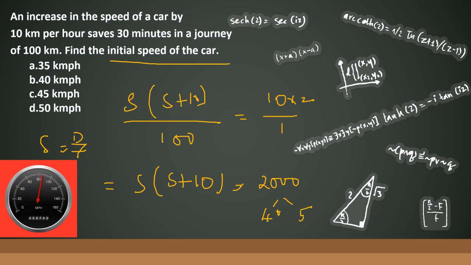So 40 is my regular speed, 50 is my S plus 10. So the initial speed of the car is 40, which is 40 kilometers per hour, and that is my answer. So moving to the next question.